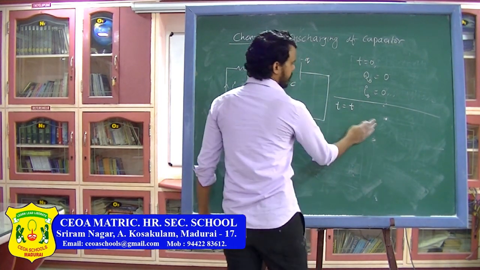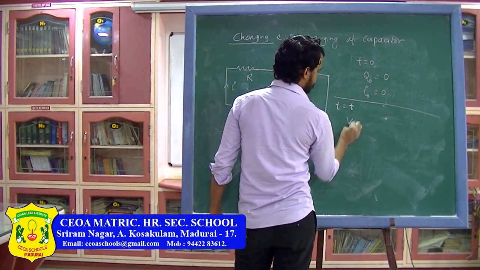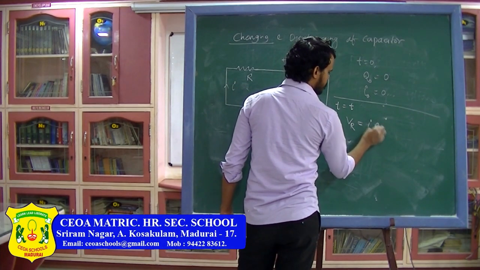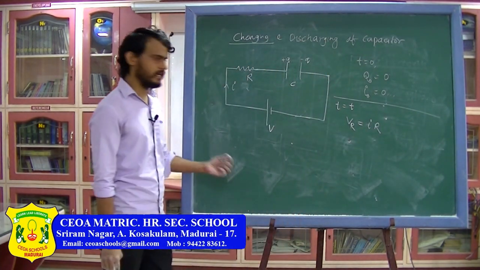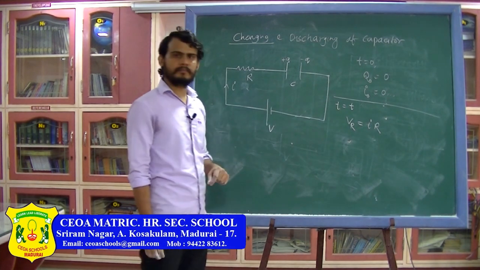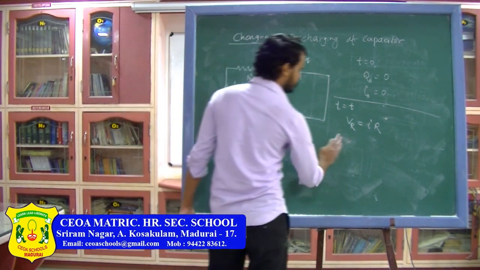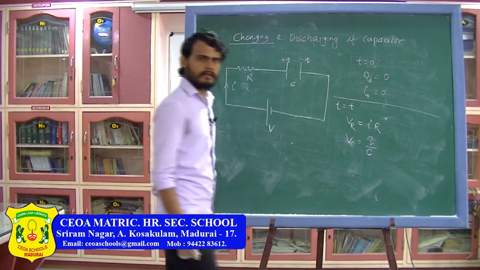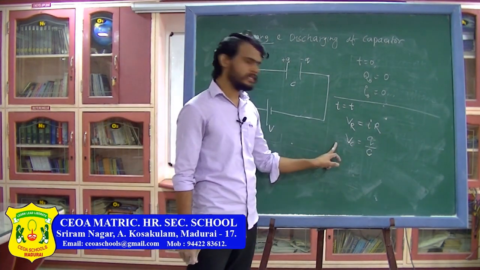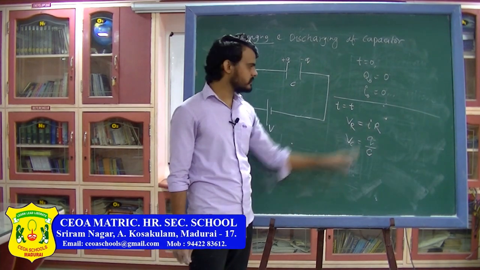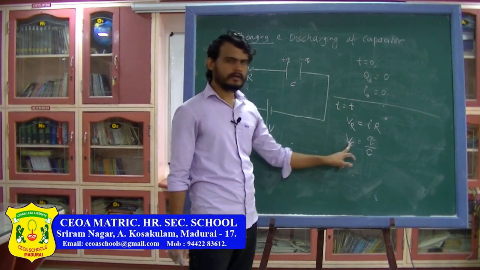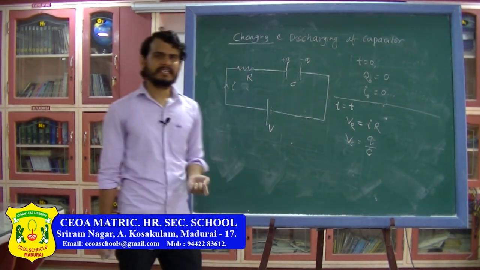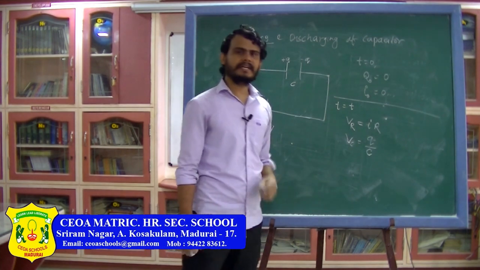At any time t, the voltage across the resistance can be written as I into R. Here I is the current at any time t. Similarly, the potential across the capacitor can be written as Vc equals Q by C, because Q equals CV. So the potential across the resistance is I into R, and the potential across the capacitor at any time t will be Q by C. Here Q is the charge at any time t and I is the current at any time t.